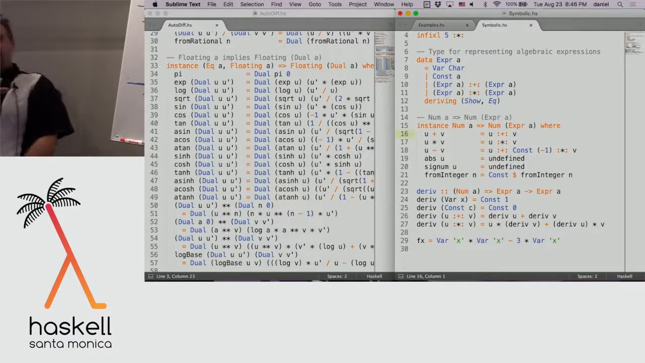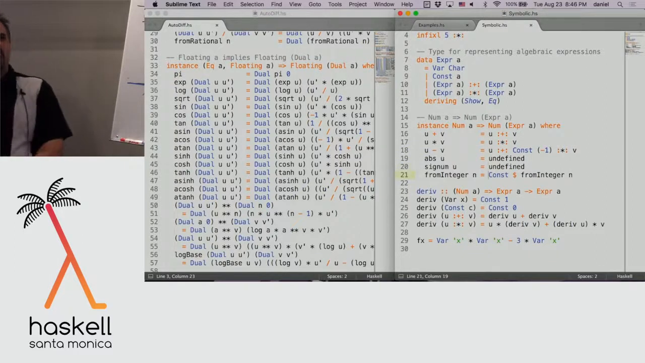Okay, let's load this, and let's see it work, and then let's try that. All right, so let's just walk through this real quick. I'm duplicating the same code, but I have a Num instance for Expr, and I teach the computer how to add expressions, multiply them, subtract them, and absolute value and signum, which I'm going to leave as undefined because I don't use them in this example.